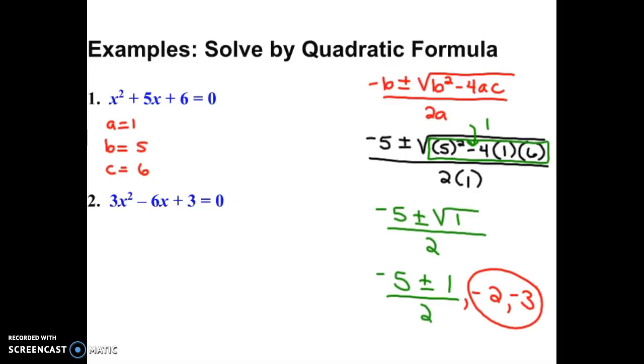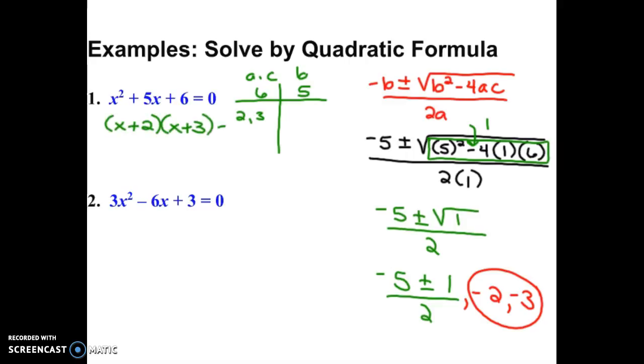Now the easier way that you could have done this problem is by factoring. Okay, which we know doesn't always work because not everything can be factored. But if you make a t-chart, and you figure out what gives you a times c, which is 6, and what adds to give you b, which is 5, you figure out the number combination is 2 and 3. So what this originally factored out to was (x + 2)(x + 3). So when I figure out what makes each of those 0, you actually get the same answers we got, which are negative 2 and negative 3.